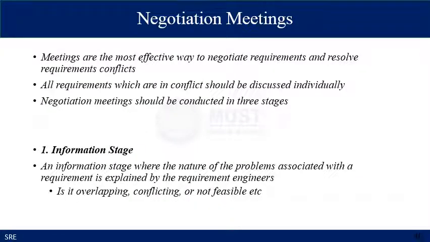Negotiation meetings are an important part of the requirement negotiation and analysis phase. Meetings are the most effective way to negotiate requirements and resolve requirement conflicts. All requirements which are in conflict should be discussed individually, and negotiation meetings should be conducted in three stages. In the first stage, you have to provide the information, and it is called the informational stage. In this stage, the nature of the problems associated with the requirement is explained by the requirements engineer. You have to specify whether the requirements are overlapping, conflicting, or not feasible.